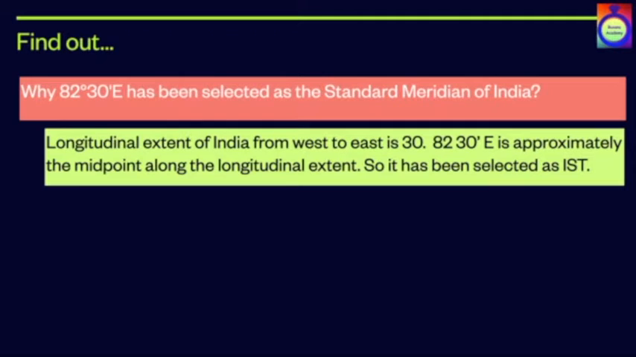The longitudinal extent from west to east is 30 degrees. The midway point should be around 15 degrees. Calculate from 67 degree eastern longitude plus 15. That is approximately 82 degrees. So our government has decided to fix 82 degree 30 minute eastern longitude as the standard longitude for calculating the standard time of India.